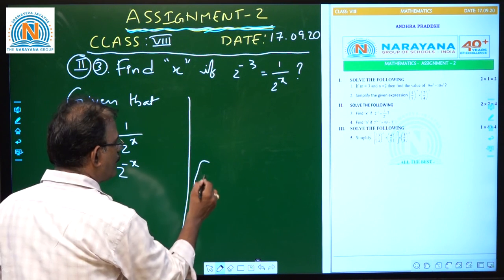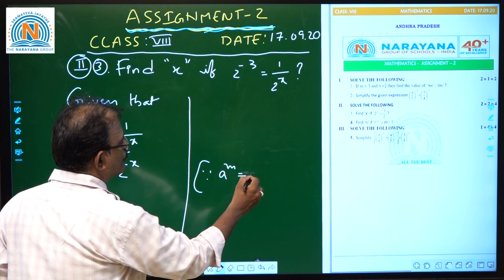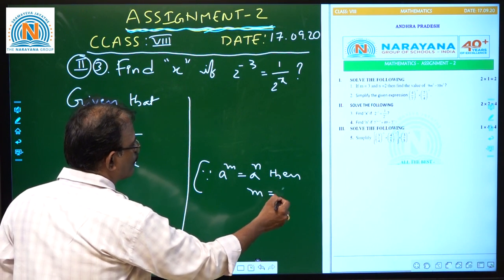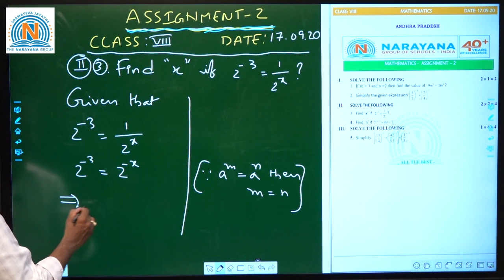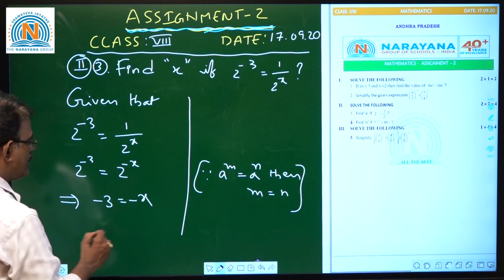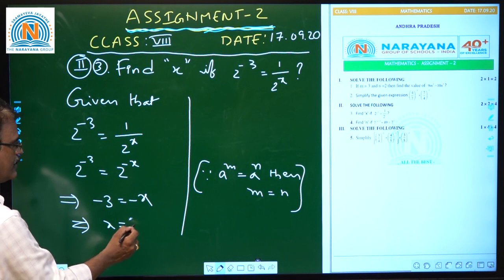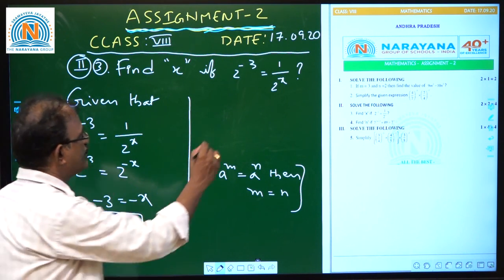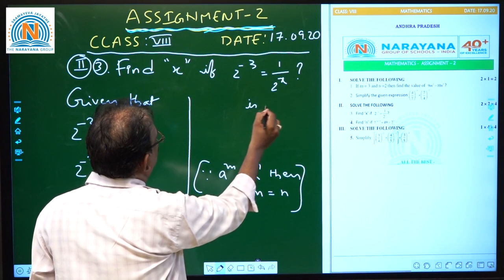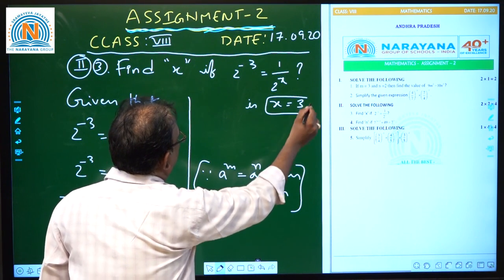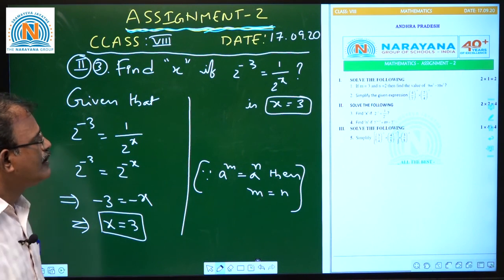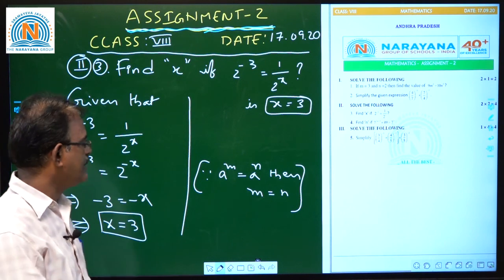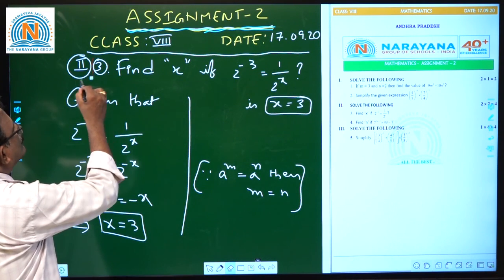When a power m is equal to a power n, then we can say that when the bases are equal, we can equate the powers. So from that, minus 3 is equal to minus x. When you cancel the negative signs on either side, that is, multiply either side by minus 1, the x value is equal to 3. The value of x is 3. Okay children? So this is the value of x when 2 power minus 3 equals 1 by 2 power x.